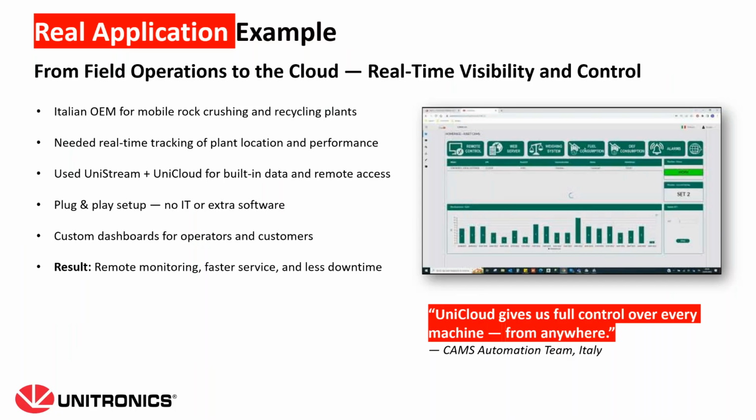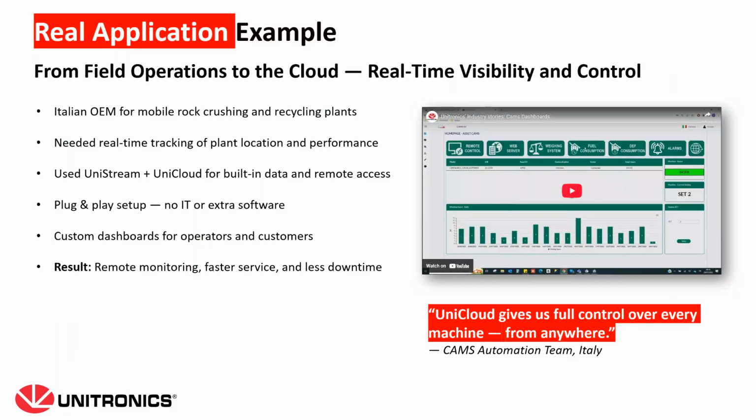CAMS is a great example of how a traditional OEM can turn its machine into a data-driven product. CAMS builds mobile recycling, rock crushing, and plants that change locations periodically from site to site. They needed a simple way to track each machine, monitor performance, and service remotely. With UniStream and UniCloud, they got plug-and-play visibility with live data, dashboards, and control, all without IT involvement.